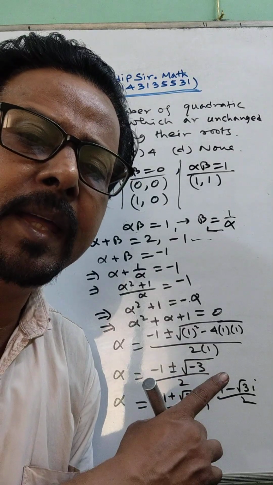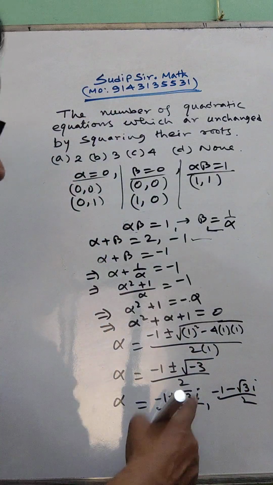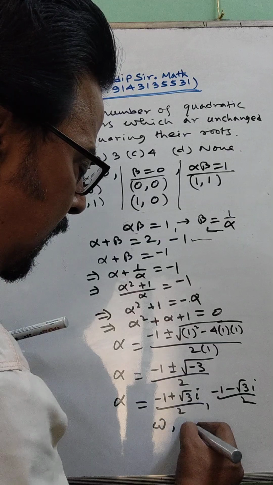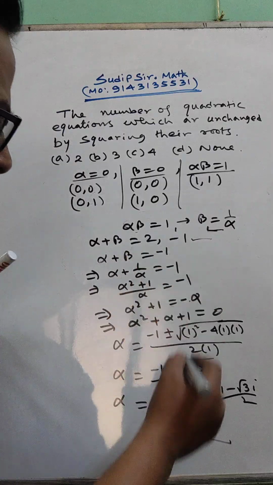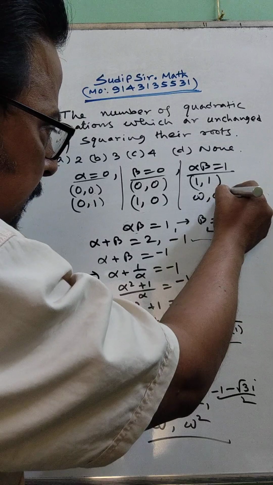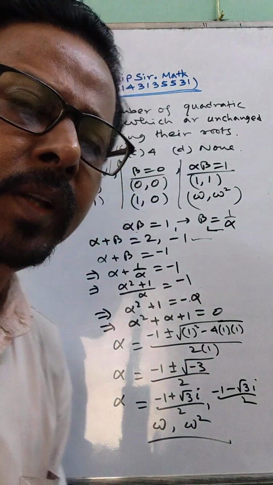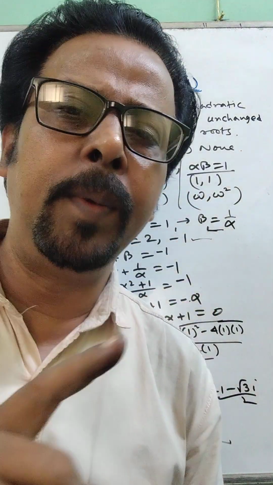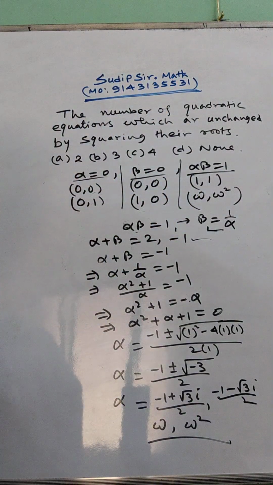Now these are the imaginary cube roots of unity. If one is taken as omega, the other will be omega square. That is, two roots are omega and omega square. So this pair of roots, omega and omega square, where omega and omega square are the cube roots of unity. Okay.